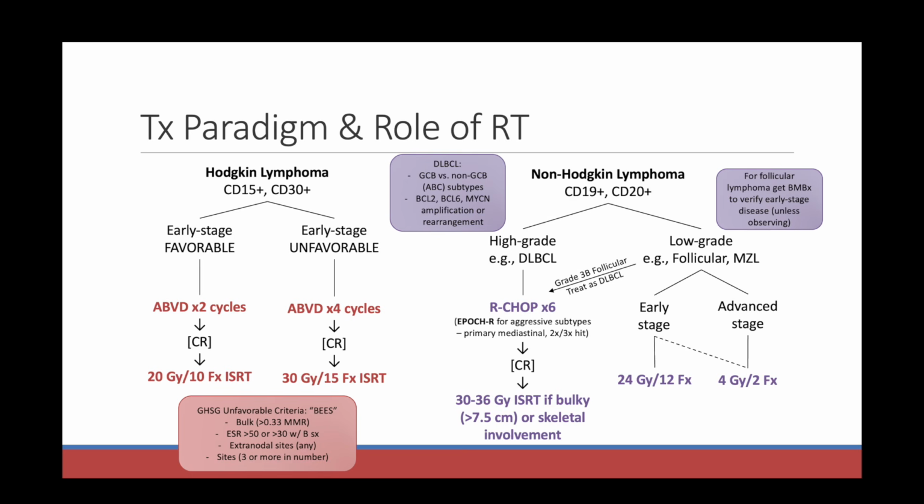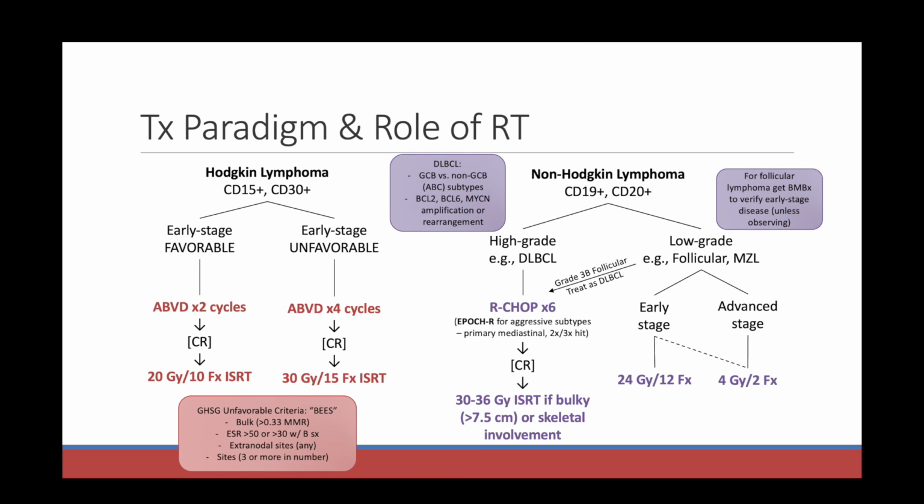And these are radiation oncology boards. So if you're managing an early stage Hodgkin lymphoma, I would just say you're treating them with radiation. Now, Hodgkin lymphoma patients with early stage disease are divided into favorable versus unfavorable based on certain criteria. There's different criteria by different cooperative study groups.